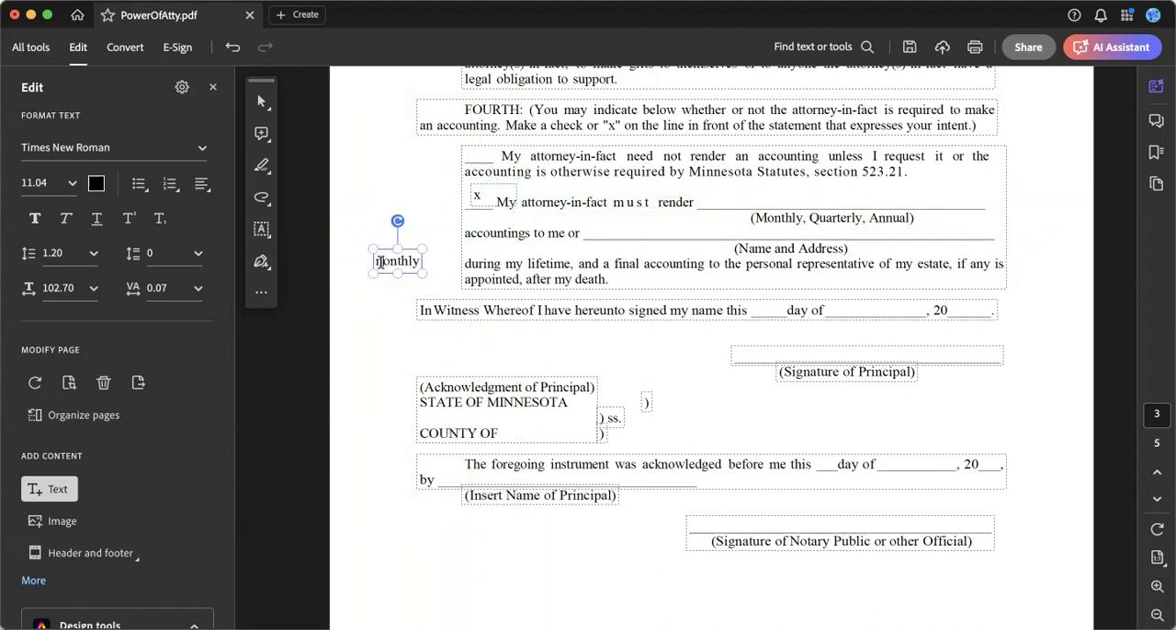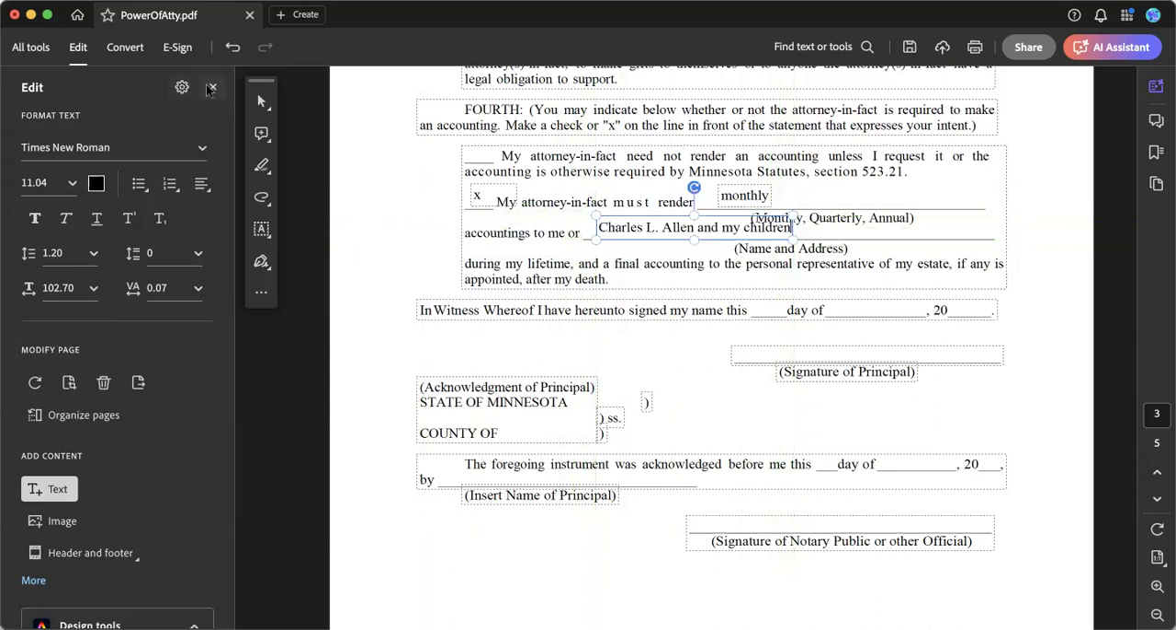But if not, I think it would be great if he sent the accounting to my brother, and then maybe to my kids if they were adults. And then, I can make that decision there. If I don't feel like that's necessary, I would just check the top one.